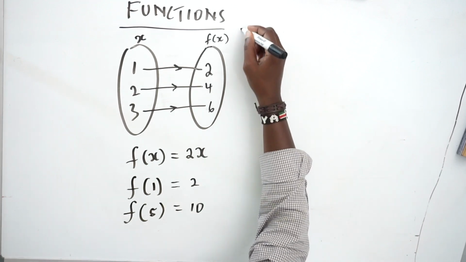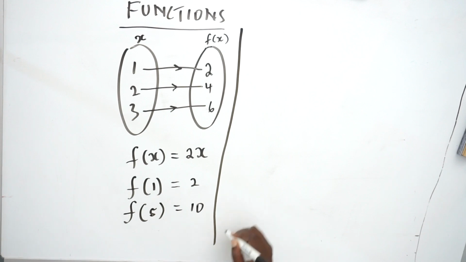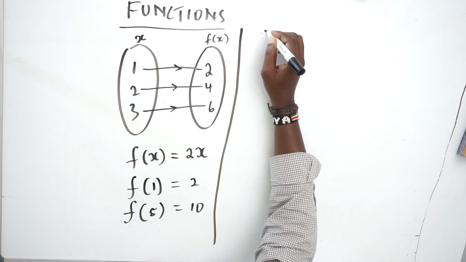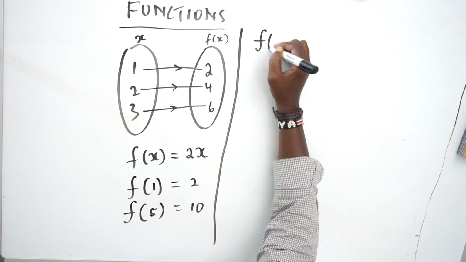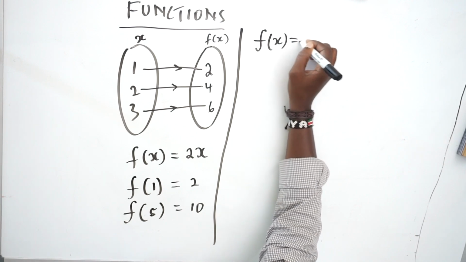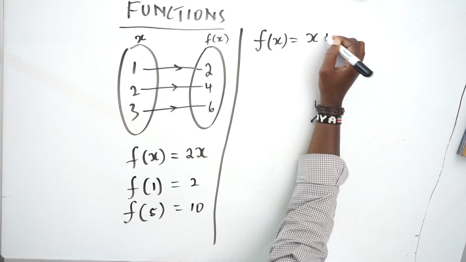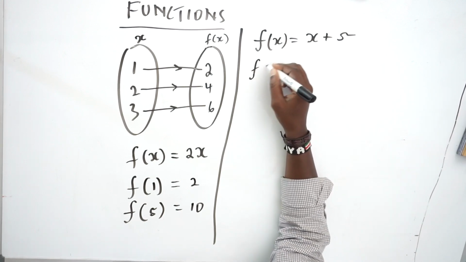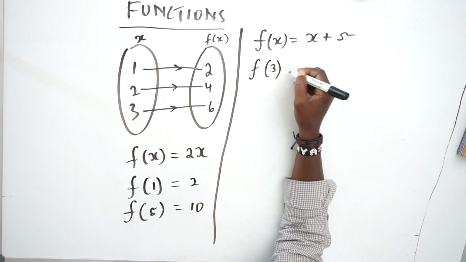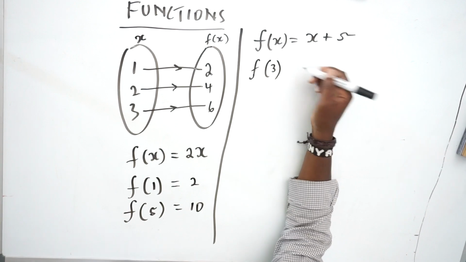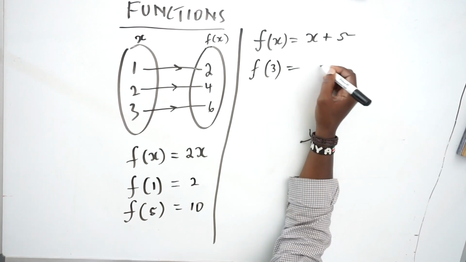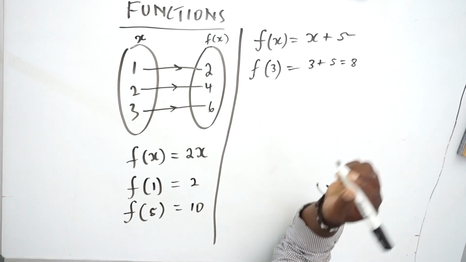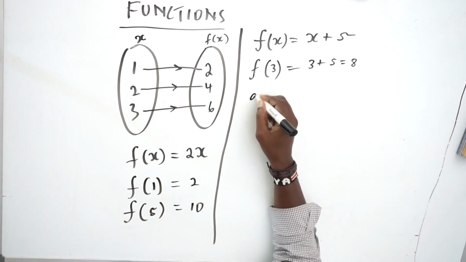So if I'm told what the relationship between an item x and this function is, if f of x is x plus 5, then I can easily find the image of 3, which is f of 3. That will be 3 plus 5, giving me 8.